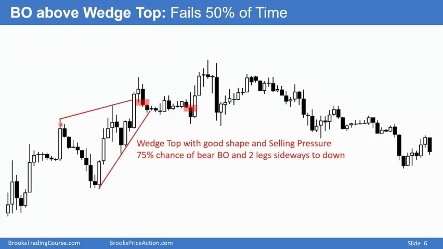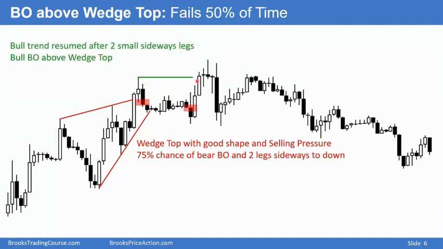The market's in a bull trend, 3 pushes up, 1, 2, 3. Bears will sell here, and now we have a double top, lower high. They'll sell below that bear bar here. However, if the market breaks above the top of the wedge, bears will exit. In general, 75% chance you'll get a bear breakout below a bull channel or below a wedge top. And here we did, and we got 2 legs sideways to down. 1, pullback, 2. Here, the legs were sideways.